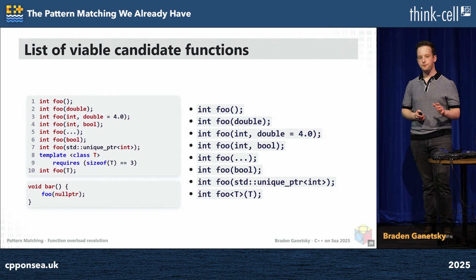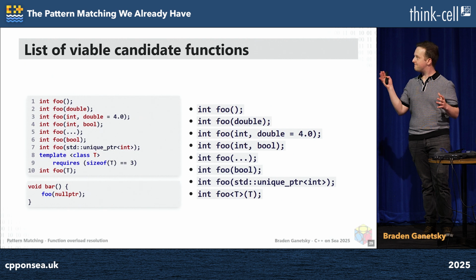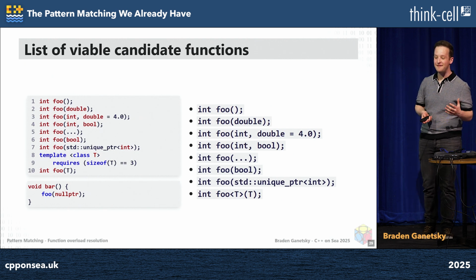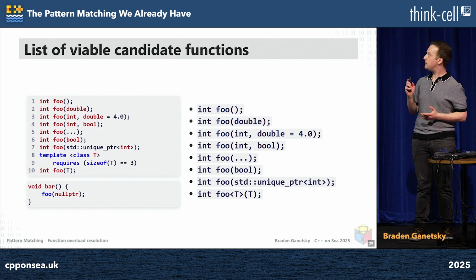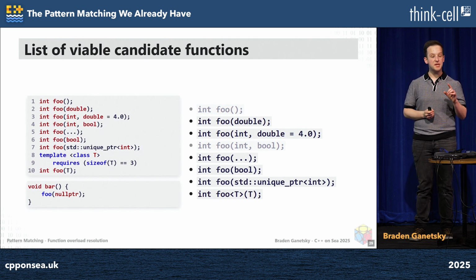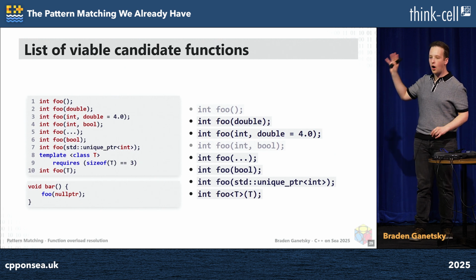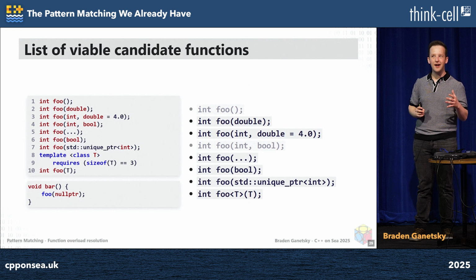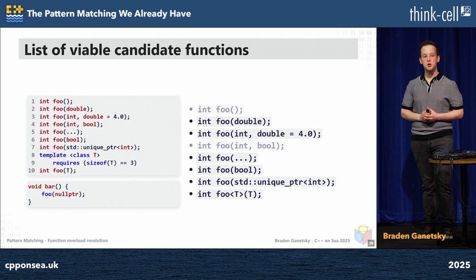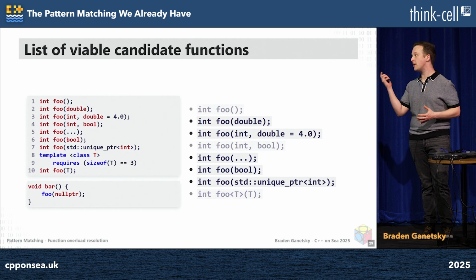So first what we do, we remove all of the function declarations that have the wrong number of parameters. So that would be the first one and the fourth one. Even though the third one has 2 parameters, one of them's defaulted, and so it can actually be called with 1 argument, so that still counts as having the correct number. So we remove all the functions that are not able to be called with 1 argument. And then we remove all the functions that have unsatisfied constraints, so that would be the last one.